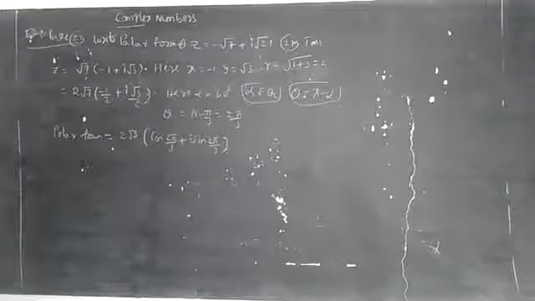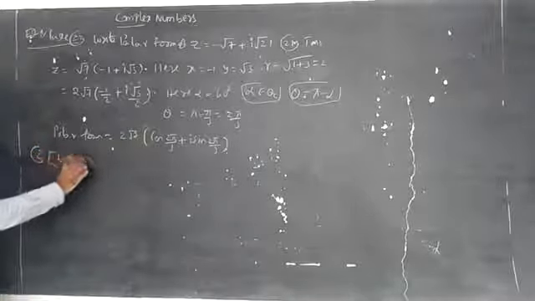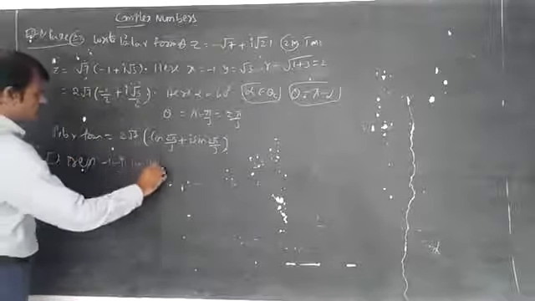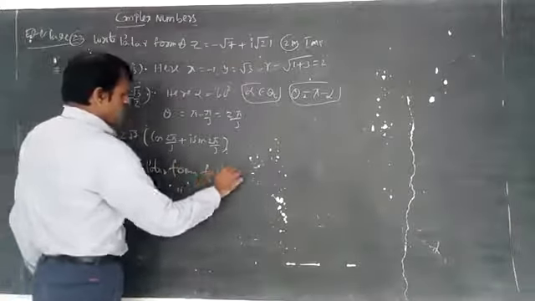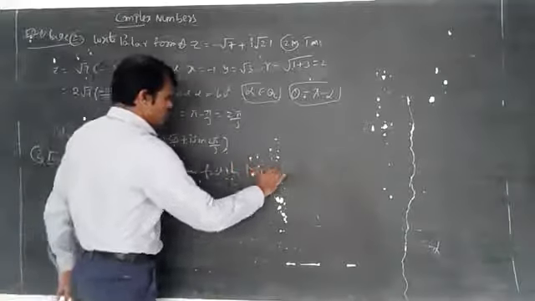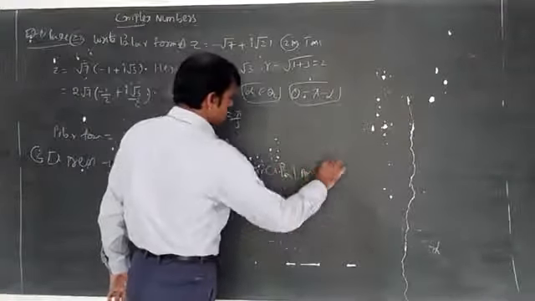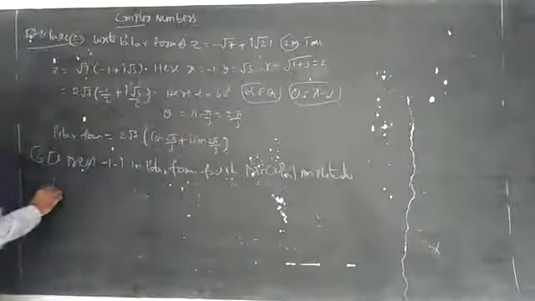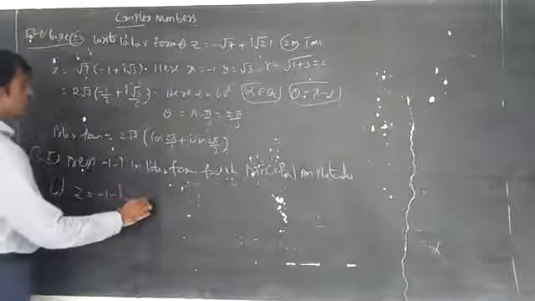Second question: express minus 1 minus i in polar form. Find its principal amplitude. Let z is equal to minus 1 minus i.